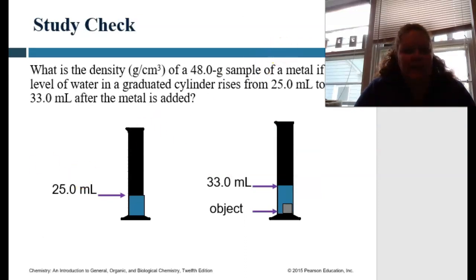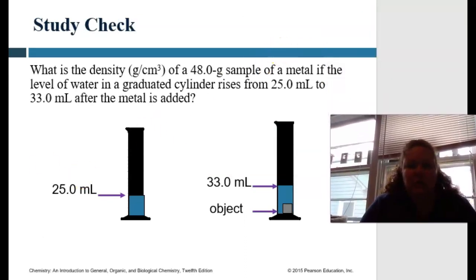So here is a little study check for you. What is the density in grams per centimeters cubed of a 48.0 gram sample of metal if the level of water in a graduated cylinder rises from 25.0 milliliters to 33.0 milliliters after the metal is added? Okay, all right, you have it.